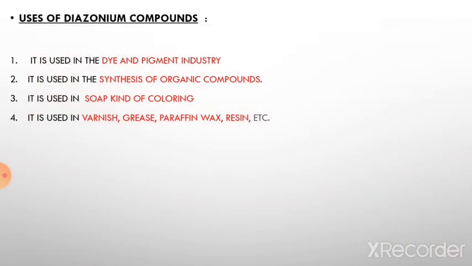Here are some uses of diazonium compounds. Our first use is in the formation of dye and pigment industry. Second, it is used in synthesis of organic compounds. Third, it is used in soap coloring. Fourth, it is used in varnish, grease, paraffin wax, resin, etc.